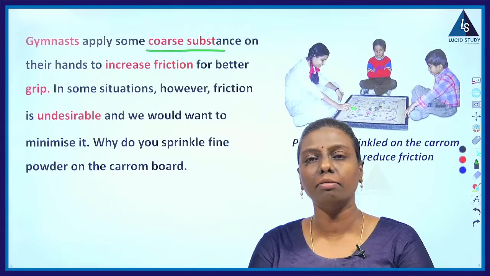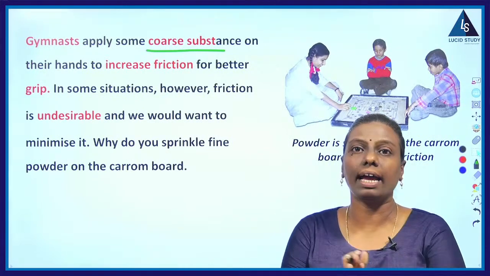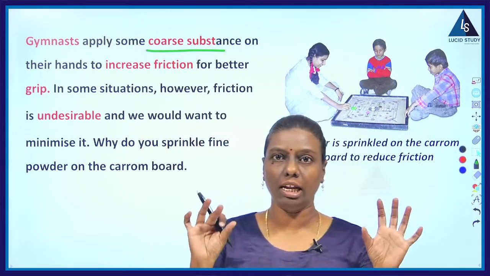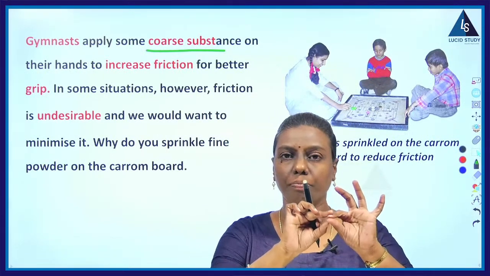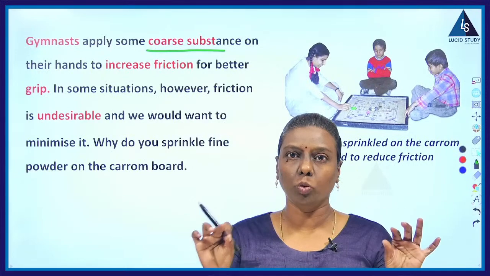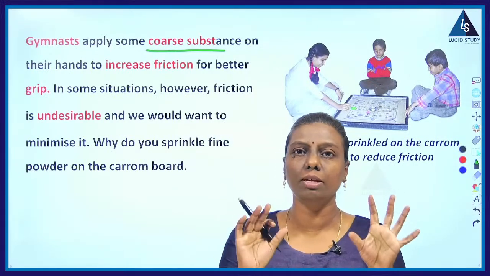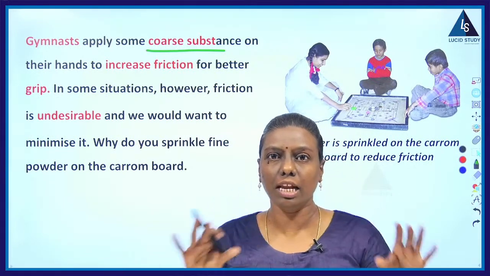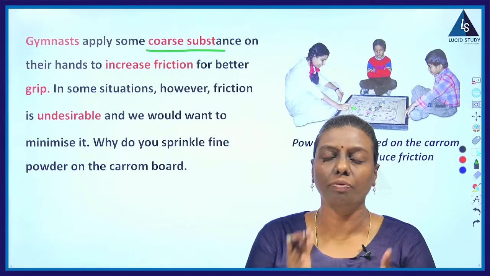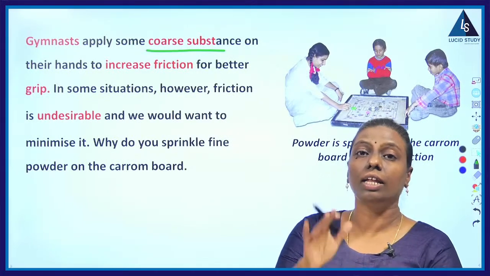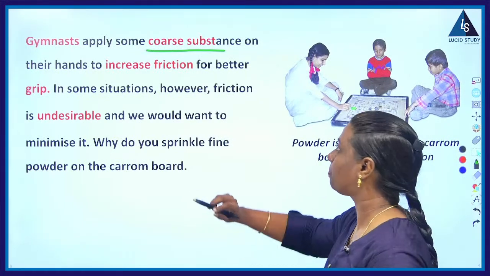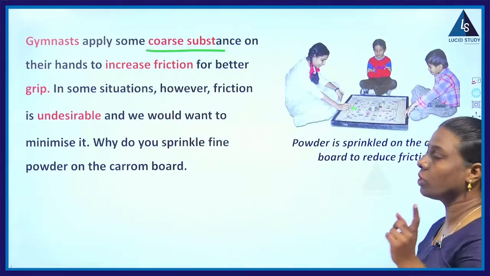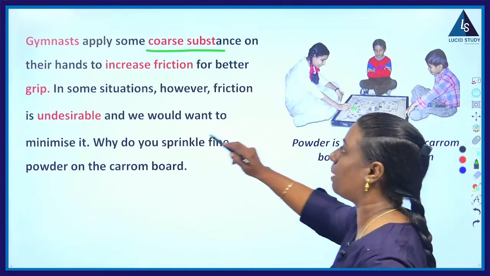So why do they apply the powder? To reduce the friction. When you are catching the rod, the rod will be smooth, and your hands also will be smooth, so they may get slipped off. To not get slipped off, they apply some powder. That is to reduce the friction. Gymnasts apply some coir substance on their hands to increase the friction for better grip.